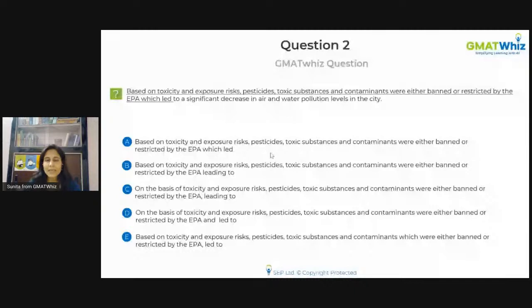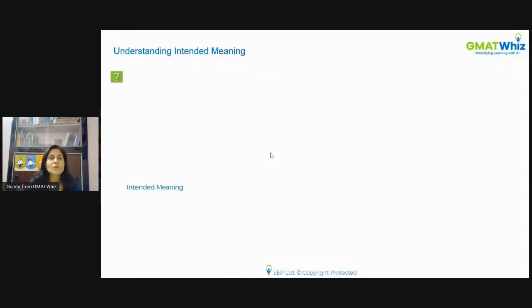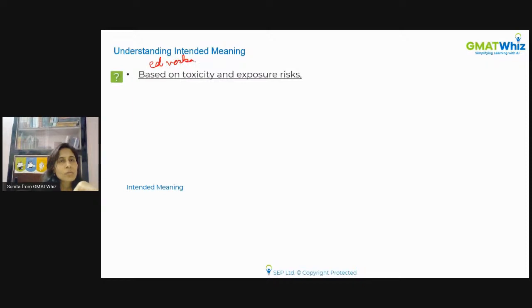So here it goes. And once again, I want you guys to follow the approach, which is the cornerstone of our course. Based on toxicity and exposure risks. So something is based on toxicity and exposure risks. And I know that here, this is not a verb. This is an ED verbal. Because I also know that an ED verbal can modify only the nearest noun, I know that whatever is going to come after this phrase must be the noun that is being modified by this based. So, something is based on toxicity and exposure risk.